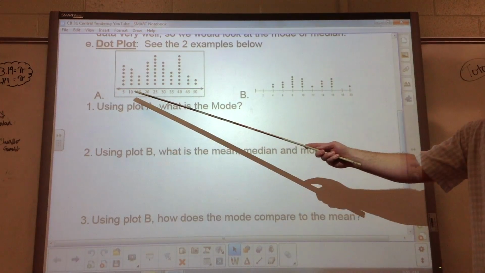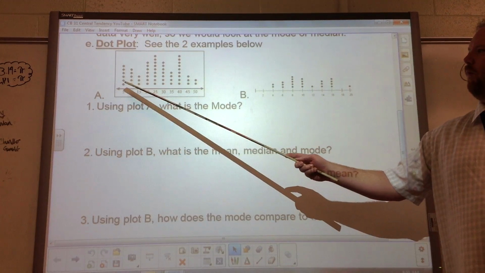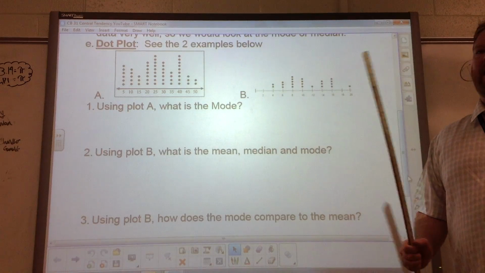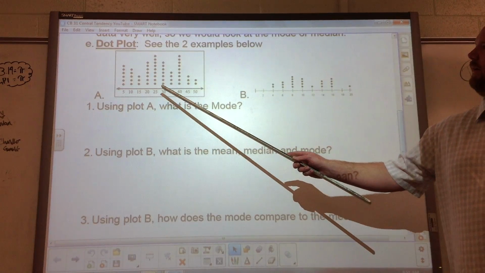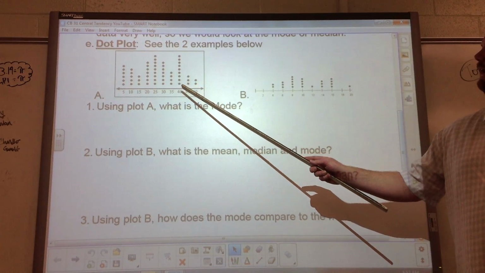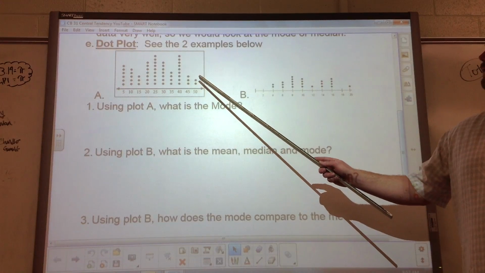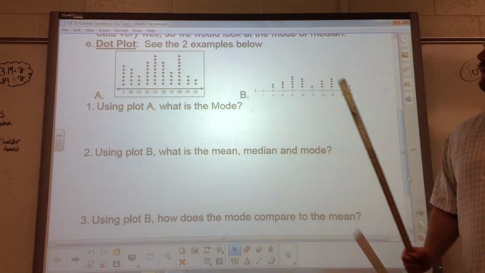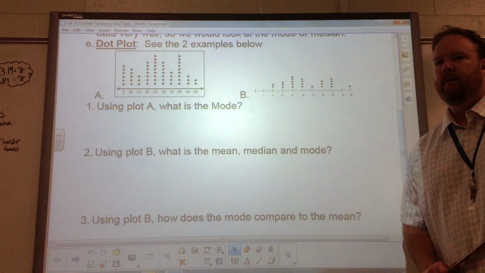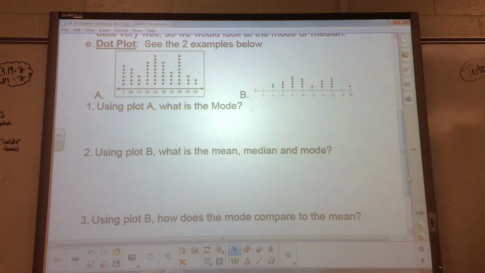So for example, 5, how many do we have? We've got 1, 2, 3, 4, 5, 6 5s. And here we've got a bunch more 25s and 40s. We only have a few 50s. We've got 2. We've got 3 45s and so on. We've got 3 15s. This is a dot plot, excuse me.